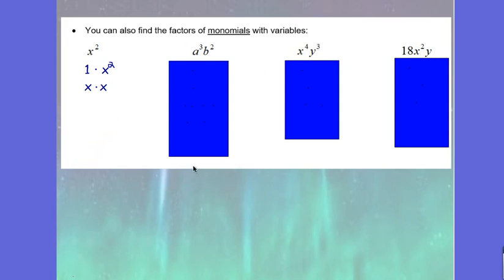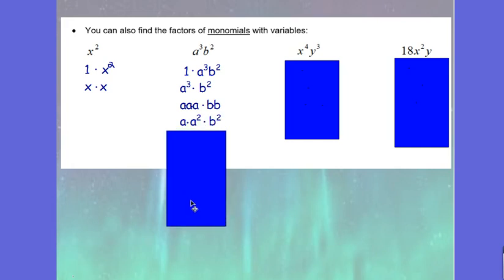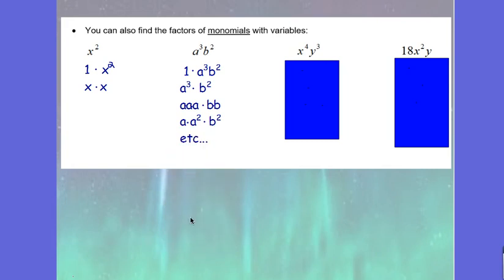Let's take a look at a cubed times b squared. I first listed 1 times a cubed times b squared, but we could also break it apart as a cubed times b squared. If we really wanted to, we could break it apart even further. A times a times a times b is also equivalent to a cubed b squared, as is a times a squared times b squared. There are other options, but these are all we will list for now.